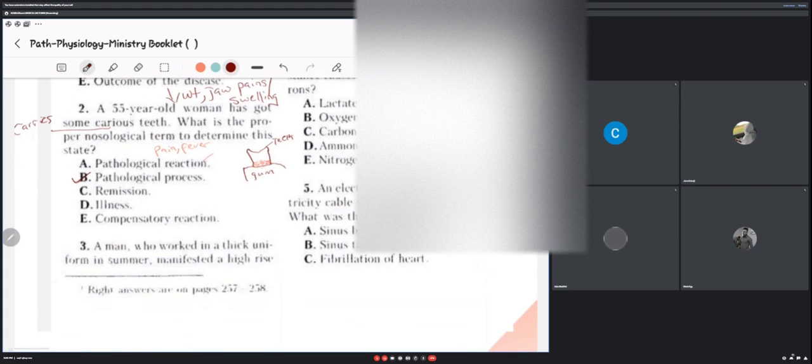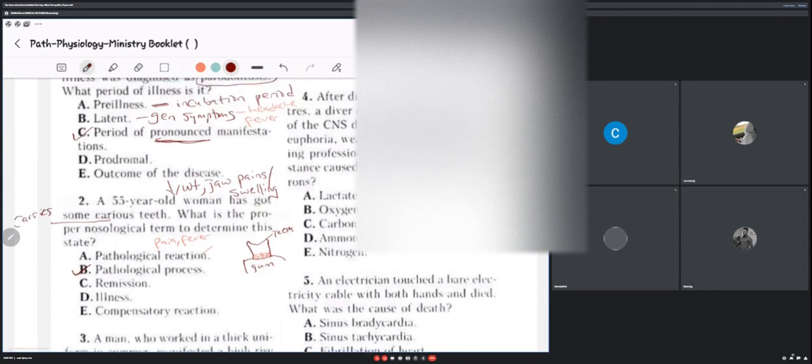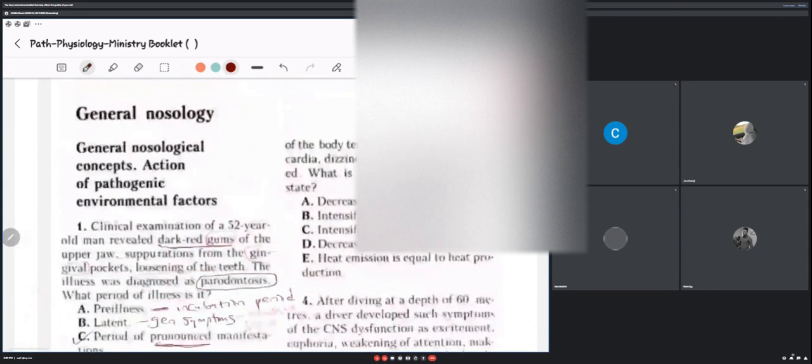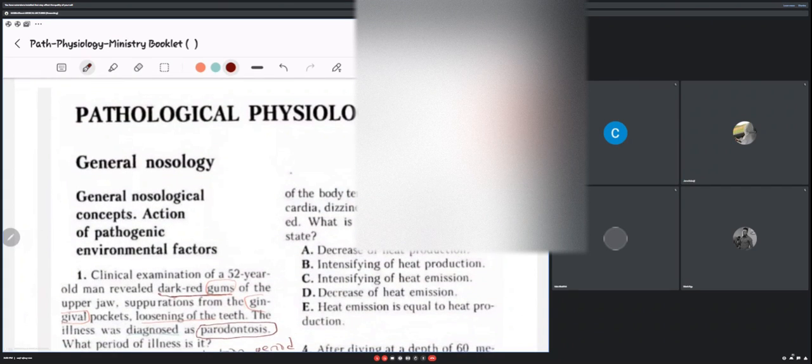All right, a man has worked in a thick uniform in summer who manifested a high rise of body temperature with dyspnea, tachycardia, dizziness, cramps. Then he fainted. What is the cause of this serious state? Now, this will be practical. Imagine you are the one, isn't it? They said the person wore a thick uniform in the summer.